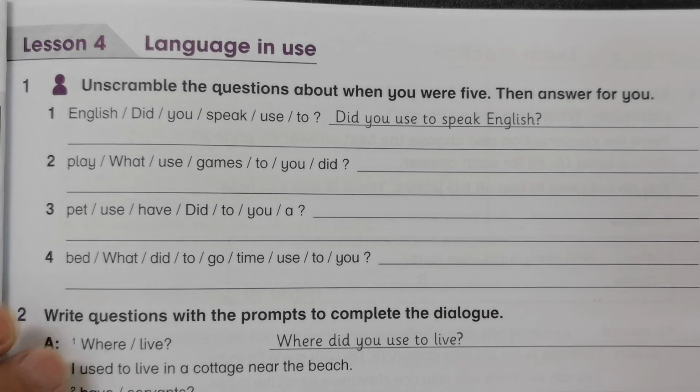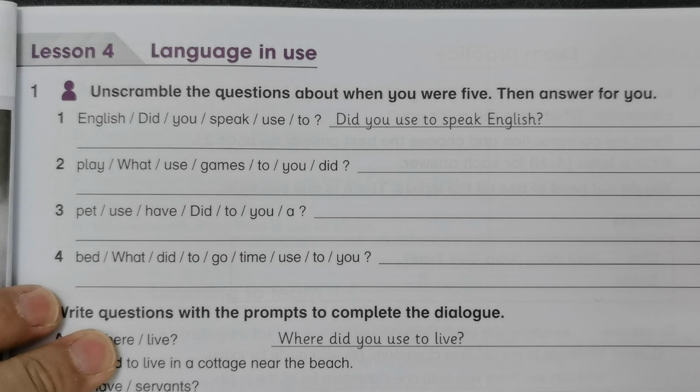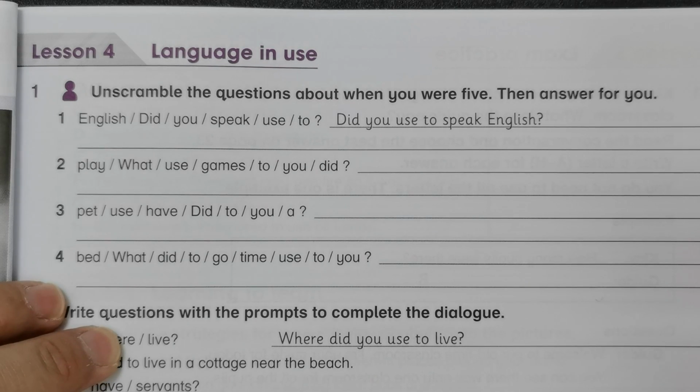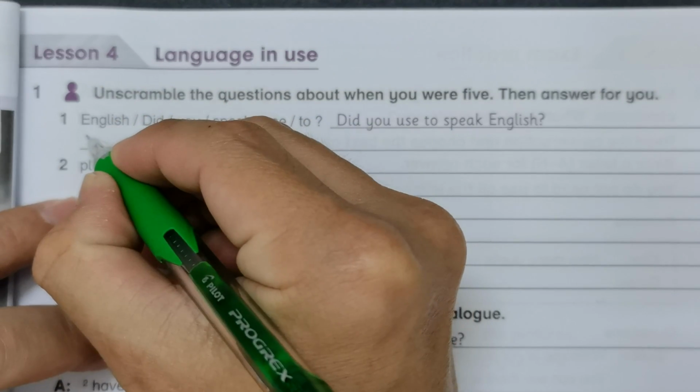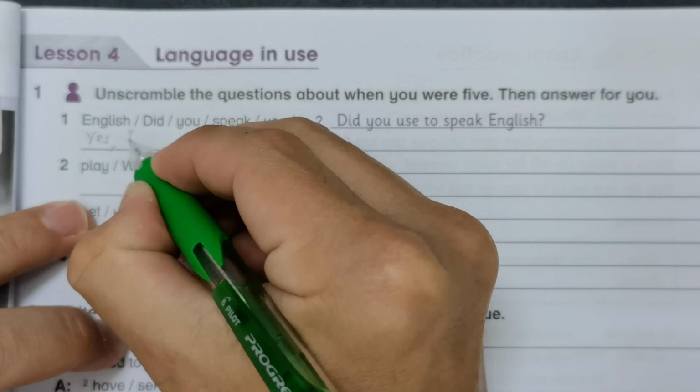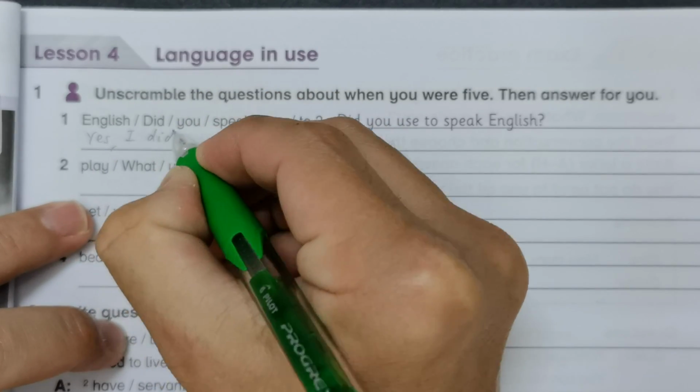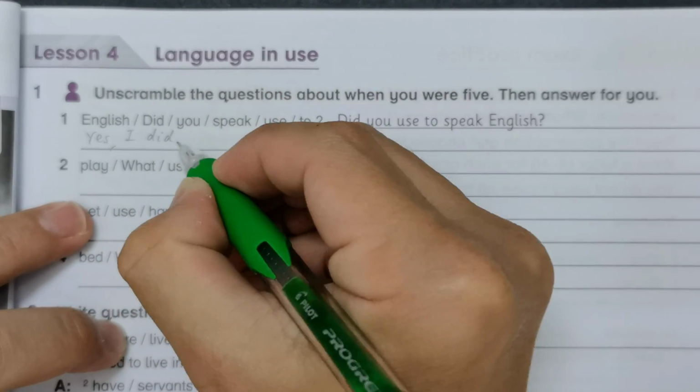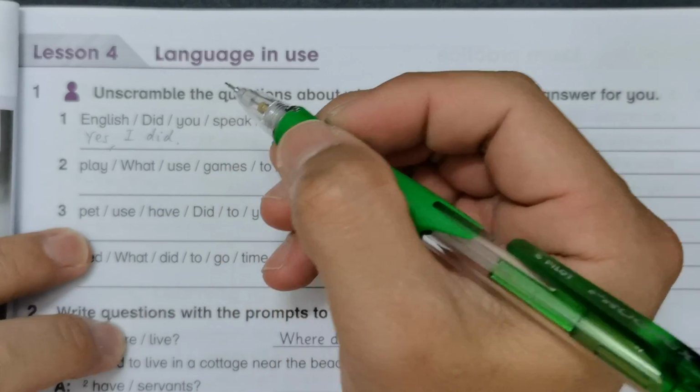So the answer is yes, or you can choose no. So when you answer yes, you should write it as yes, I did. So we write it on the new line here. So yes, I did. So if your answer is no, you should write it as no, I didn't.